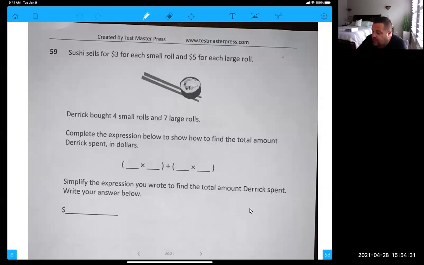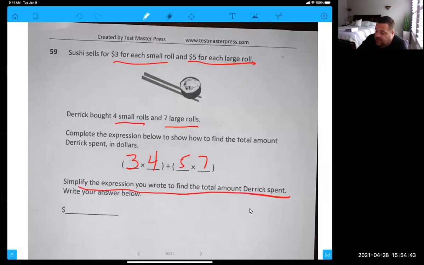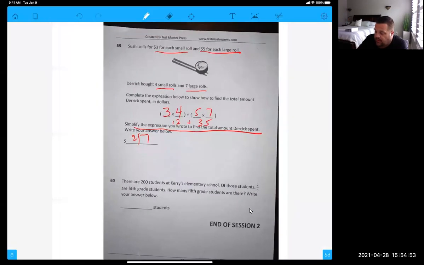So it just wants you to complete the equation. The $3 for small rolls, and you buy four of them. Three, four. $5 for the large rolls, and you buy seven. And then it says simplify the expression. So that means just figure it out. 12 plus 35. And that would give you what? $47. And the last one.